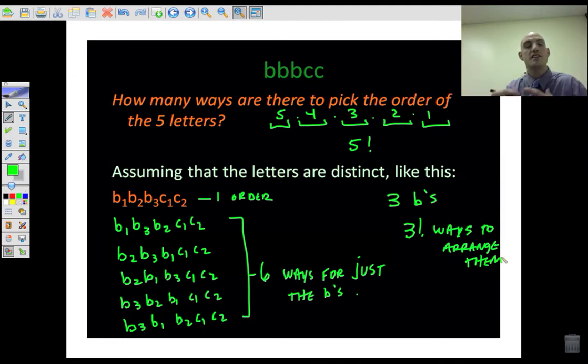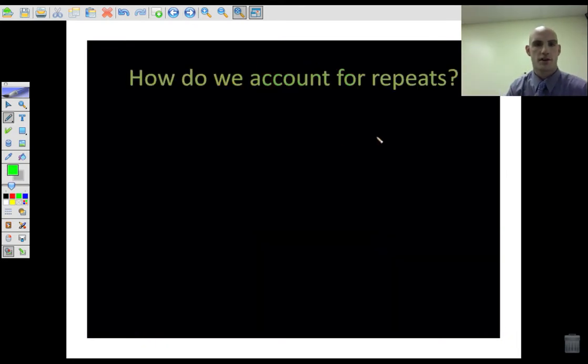So if we consider the fact that we have the C's, there are 2 C's, so that would be 2 factorial ways for the C's. And so what we're going to do is take the total number of orders, which is 5 factorial, and divide by the number of repeat objects. Okay?